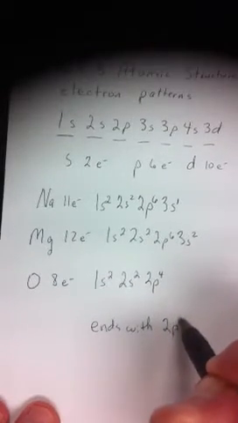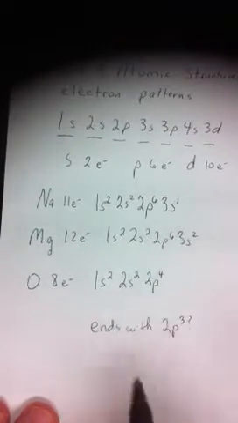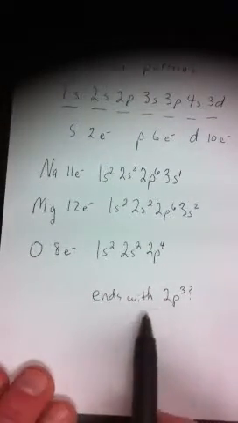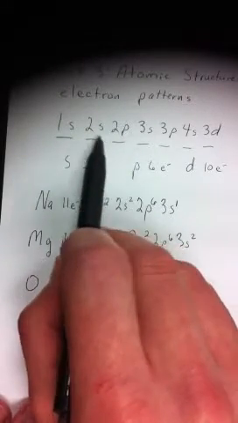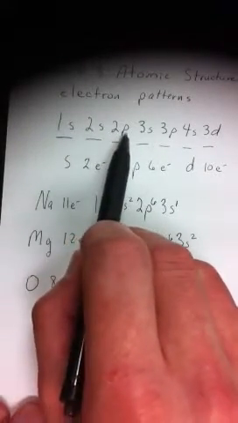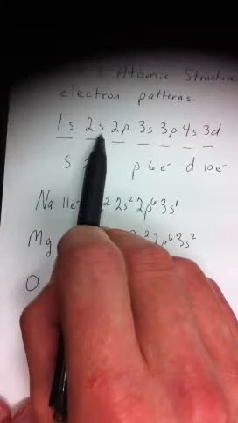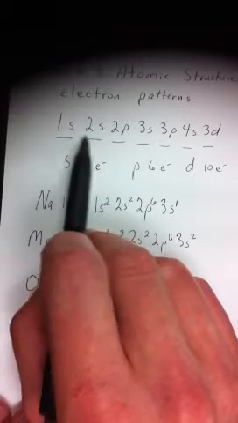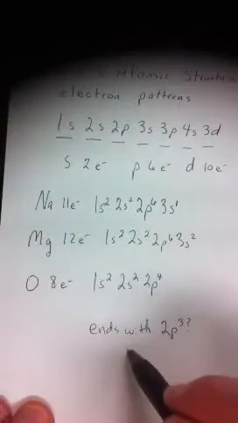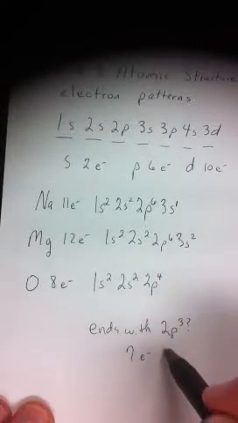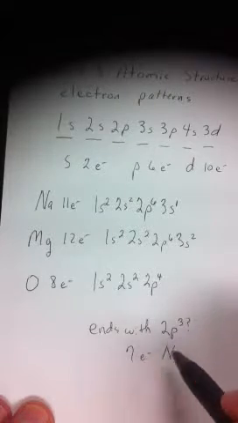So let's say, what element ends with 2p3? Well, if it ends with 2p3, that means that these are all full. That means there's 3 in here, but these are all full. So if this has 3 in it, that means this must have 2 and this must have 2. So that's a total of 2 and 2 is 4, 3 is 7, 7 electrons. You look on the periodic table, that's nitrogen.